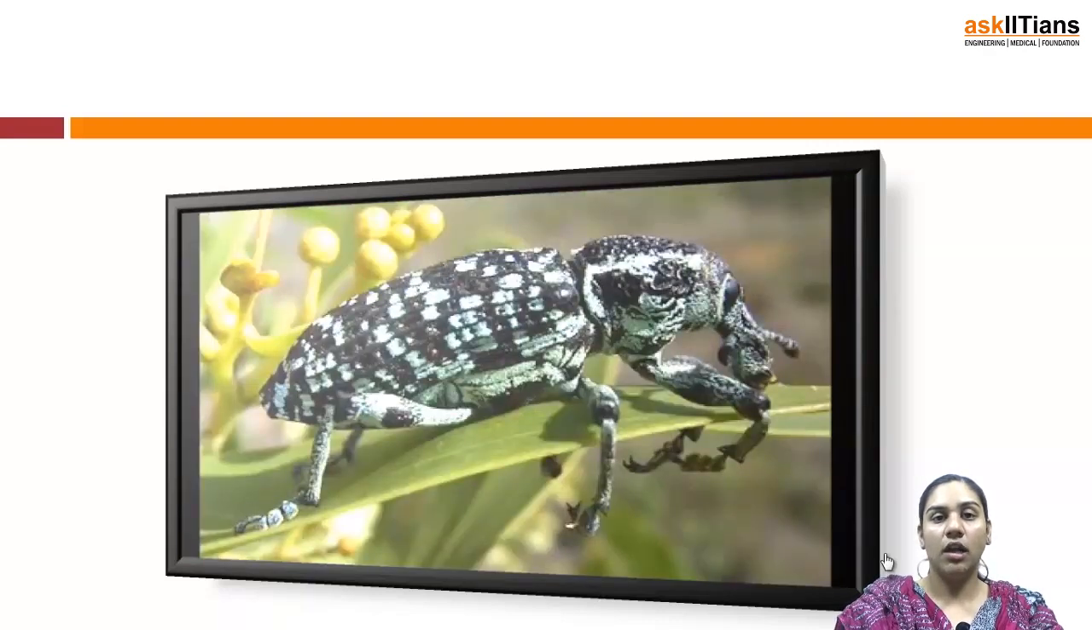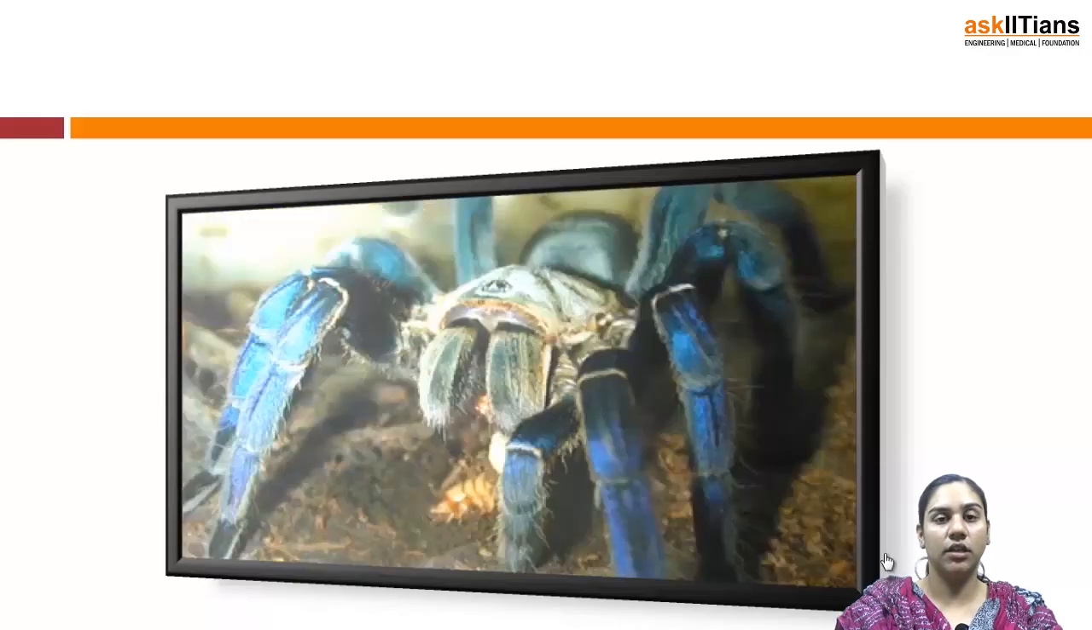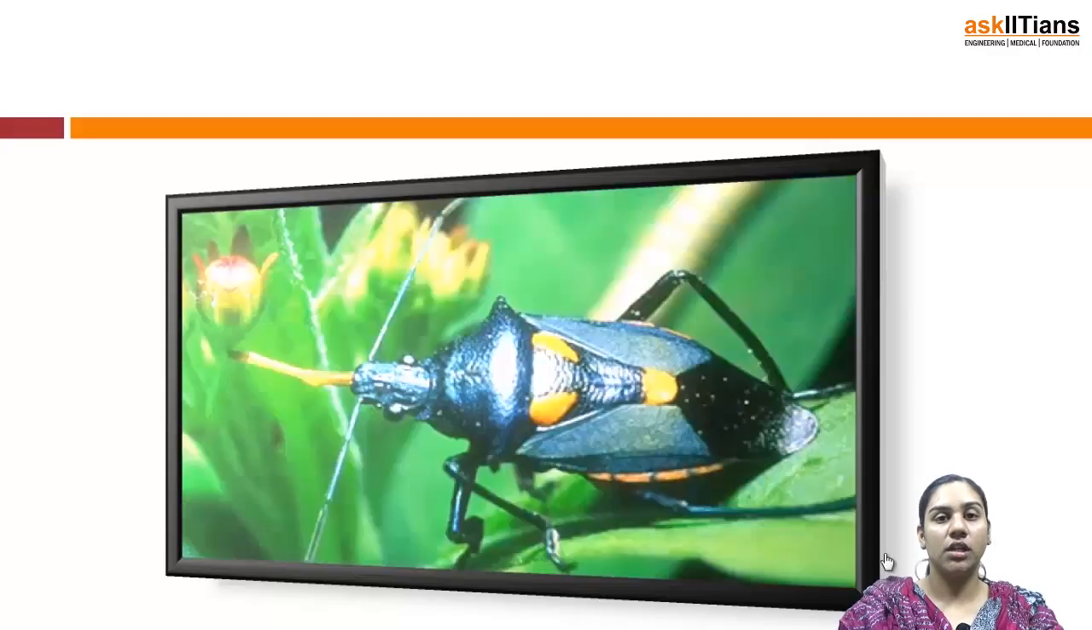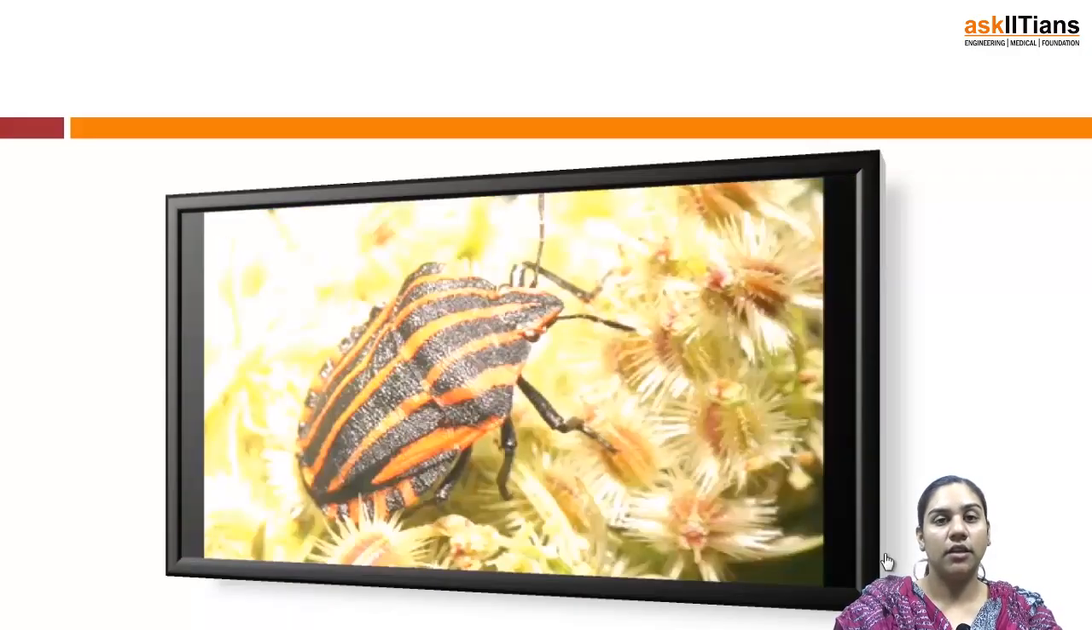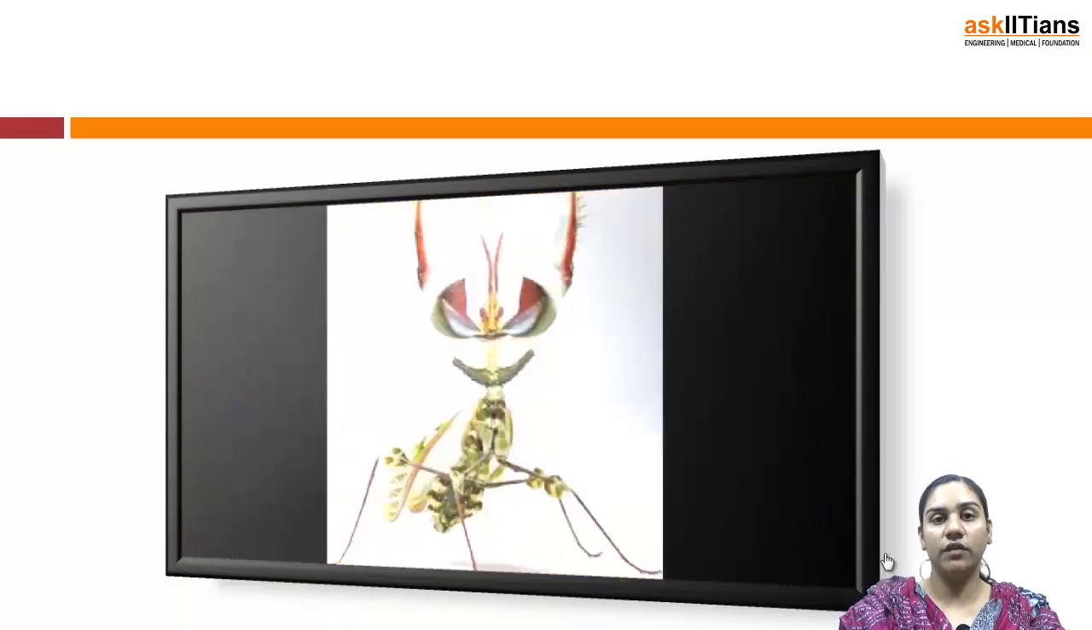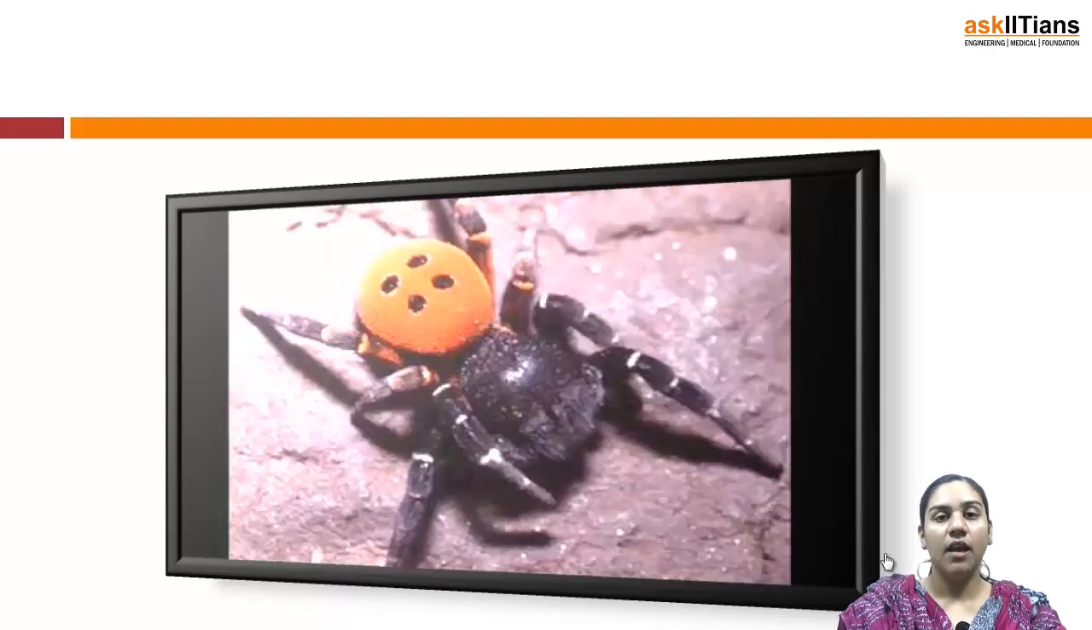The body wall is composed of thick cuticle. The cuticle is made up of a polysaccharide, chitin, which is very strong. And this chitinous cuticle can be seen in all the insects. The periodic shedding of the cuticle is known as molting or ecdysis.